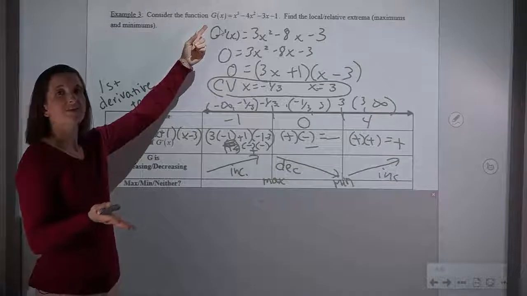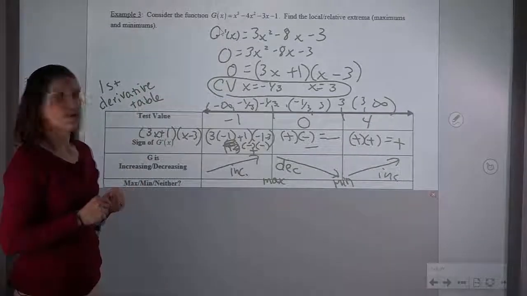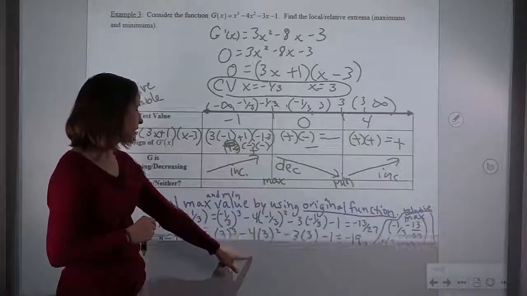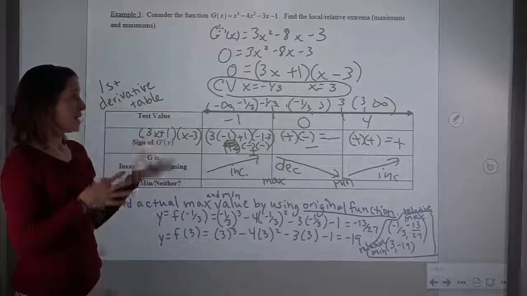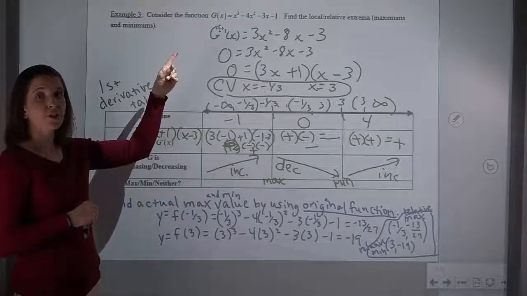This is y equals, right? G of x is just function notation for it, but it's y equals. We always go back to our original function to find the y's. So you can see I've done that for you. I need to plug my two critical values, if they ended up being maxes or mins, into the original function, back up to that cubic function.